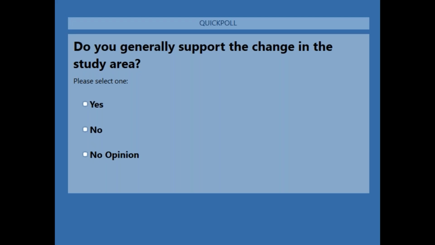I think we have an opportunity to get your input. So you should see a poll, at least I hope you do. It just generally says, are you generally okay with this being our study area for the project? And you have a few minutes to go ahead and reply to that poll, and then we'll see what the results are.